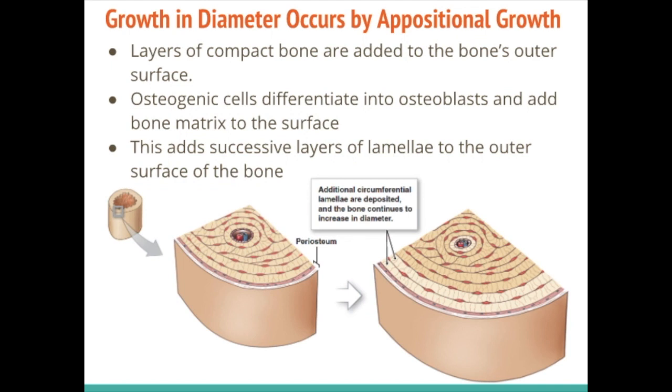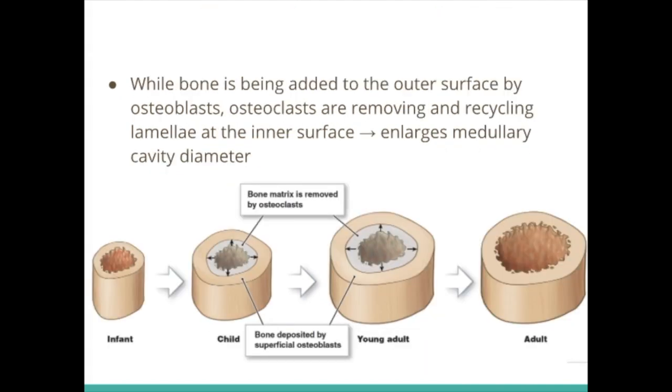Over time, the deeper lamellae are going to be recycled, and they will be replaced with the osteons that are typical of compact bone. While bone is being added to the outer surface by those osteoblasts, the osteoclasts are also at work, breaking down bone and removing and recycling the older layers of the lamellae on the inner surface, which enlarges the cavity at the center that we call the medullary cavity.